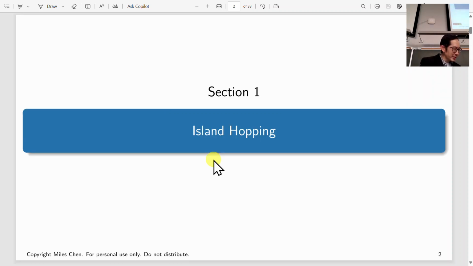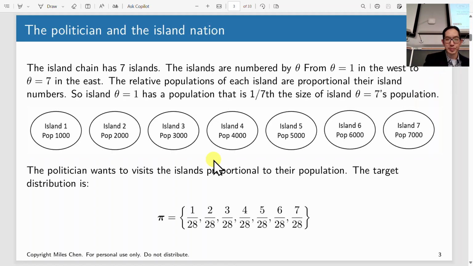I want to go over the island hopping example again for the Metropolis algorithm, and we'll review the island hopping example, which is a discrete case, and then we will expand from that and go to the general Metropolis algorithm, which allows for a Markov chain that generates samples from a continuous distribution.